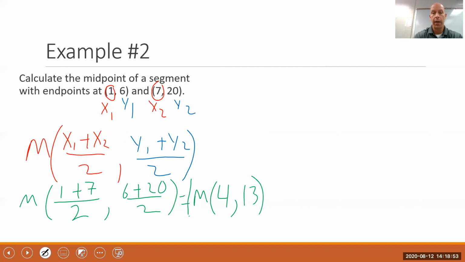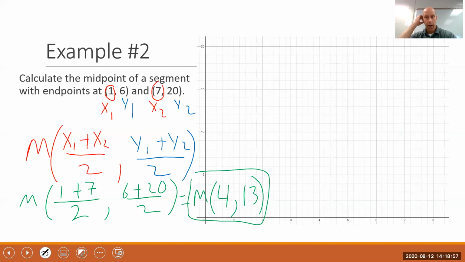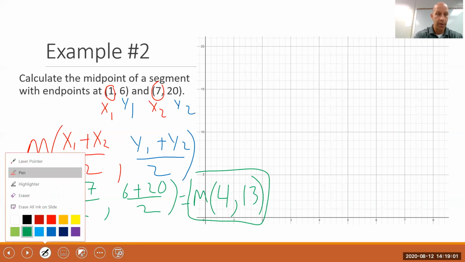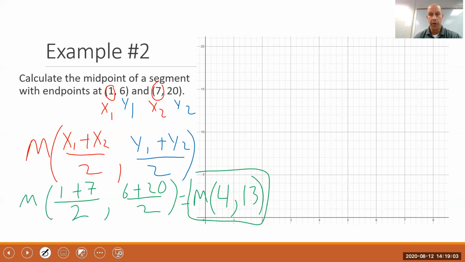So it looks like our midpoint is at 4, 13. So now I've got a coordinate plane here. I'm kind of a little bit over, but that's okay. My first point was at 1, 6, which would be right about here, I think. So it'd be right there.